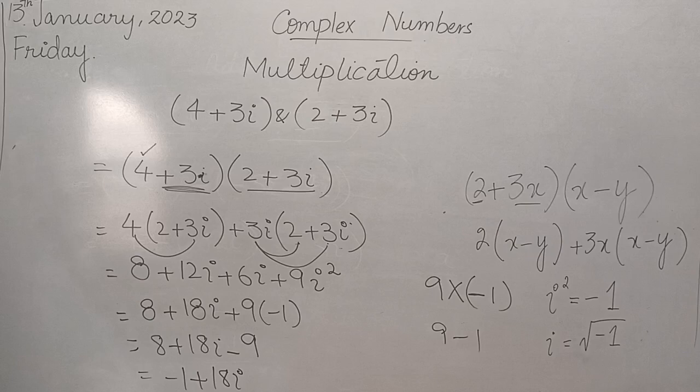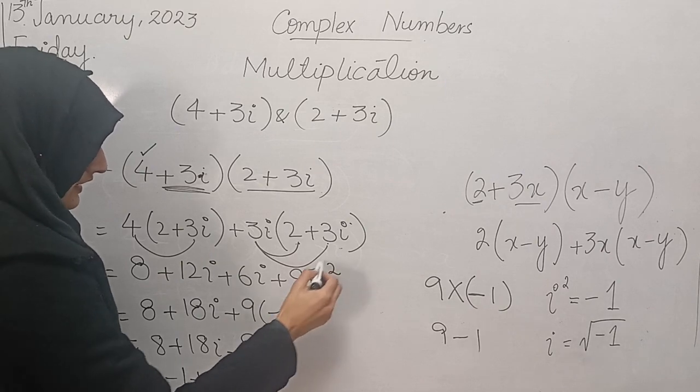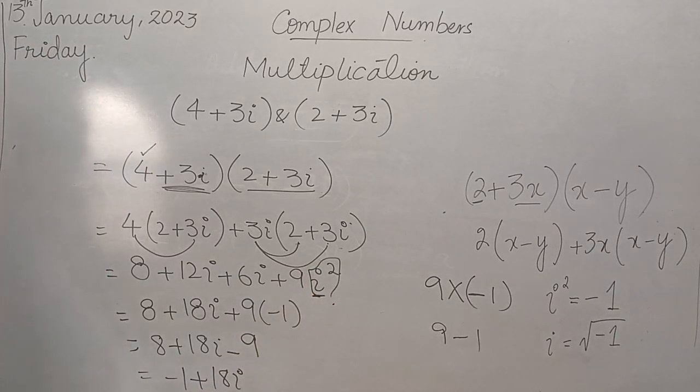This is the answer of 4 plus 3 iota and 2 plus 3 iota. In the multiplication, what will we do? We will simply take the first number of the first bracket and multiply it with the whole second bracket. Then take the second number and multiply it with the bracket too. In multiplication, there is always a term of the form iota square. So put the value of iota square, then it will become a real number again. Then multiply, add, subtract, perform the operations, and you will get your answer.